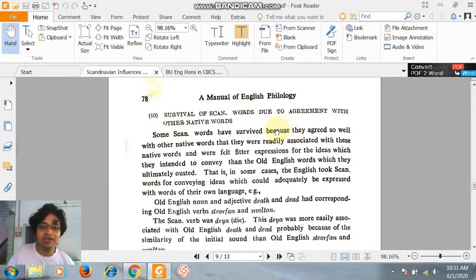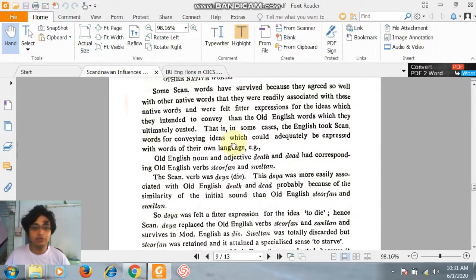Then there are also survival of the Scandinavian words due to the agreement with other native words. Some Scandinavian words have survived because they agreed so well with the other native words that they were readily associated with these native words and were felt better expressions for the ideas which they intended to convey than the Old English words which they ultimately ousted.